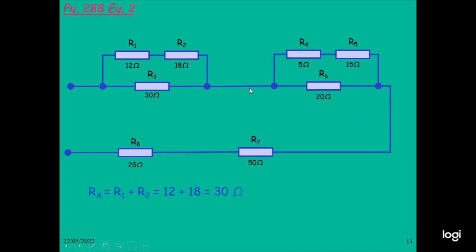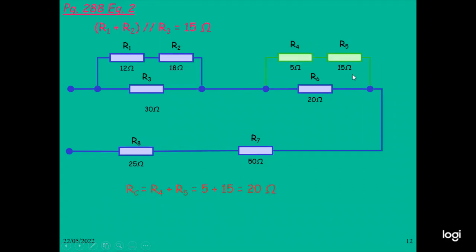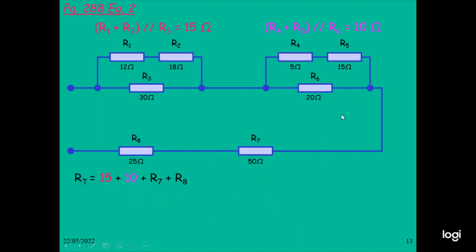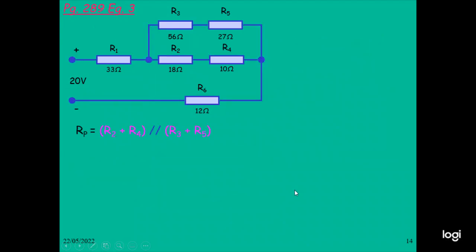So this will be RA equal to R1 plus R2. Firstly you add R1 plus R2 to get RA. RB equals this 30 ohm and the 30 ohm in parallel, you get 15 ohm. And also this one, also in parallel, RC equal to R2 plus R5, so that will be 20 ohm. So RD equal to RC and RC in parallel, you get 10 ohm. And R total equals this one and this one, plus R7, R8. So you get 15 plus 10 plus R7 plus R8, you get 100 ohm. So this is the way we calculate the total current and total resistance.